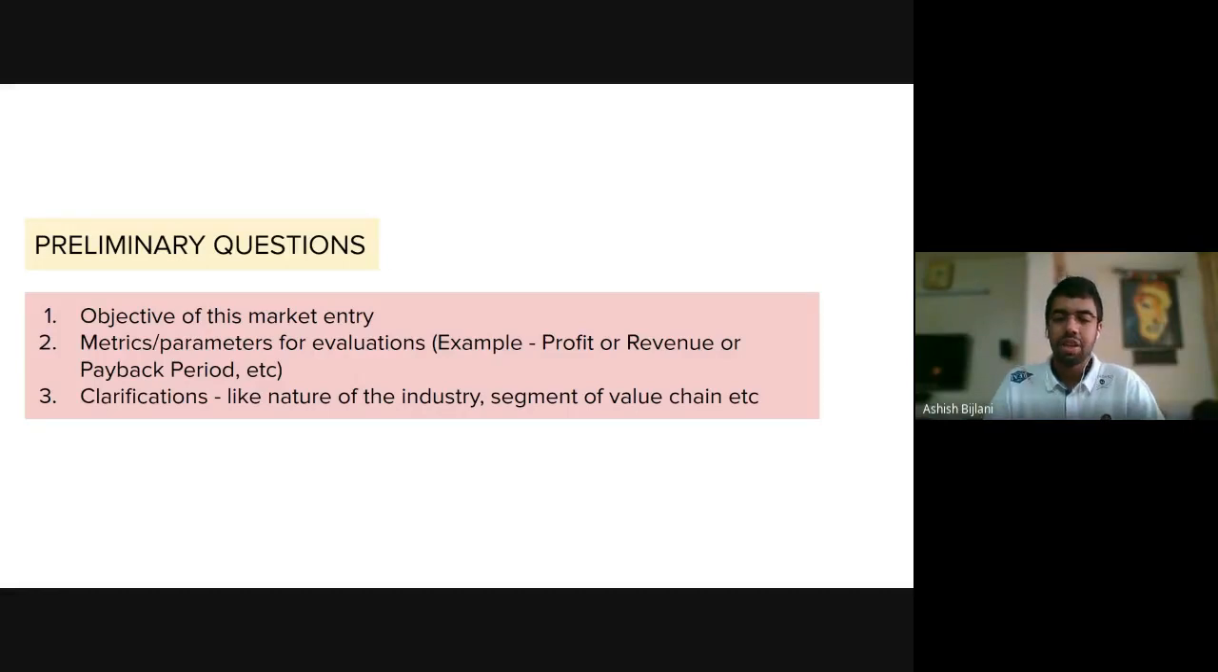And lastly, is clarifications. Of course, this goes without saying. You need to be very, very sure you understand the problem statement very clearly. Any terms thrown around over there should be made very clear then and there.